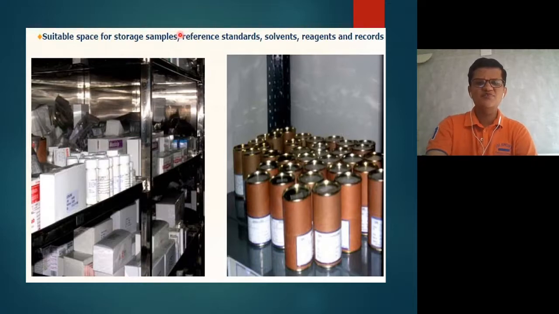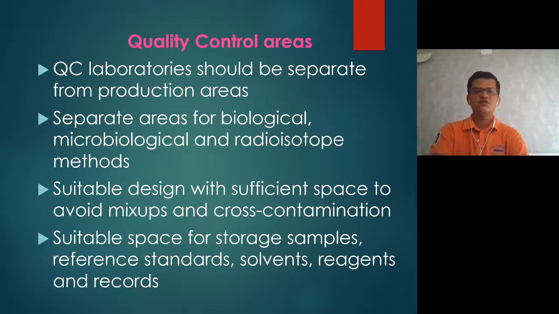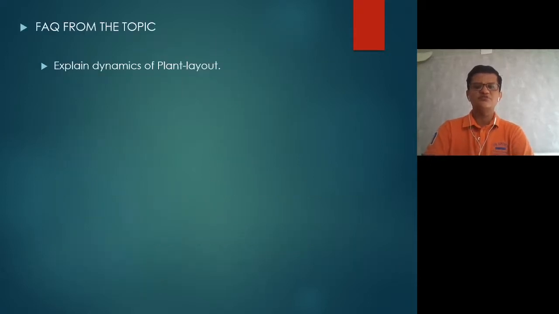There should be a suitable space for storage of samples, reference standards, solvents, reagents and records. The quality control laboratory should be separate from the production areas. There should be a separate area for the assay of biological products, and for microbiological and radioisotope methods. It should have a suitable design with sufficient space to avoid mix-ups and cross contamination, and suitable space for storage of samples, reference standards, solvents, reagents and the records.